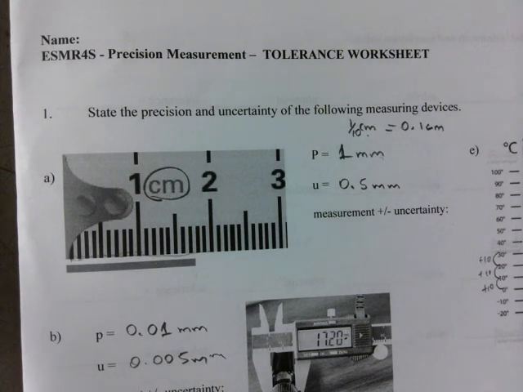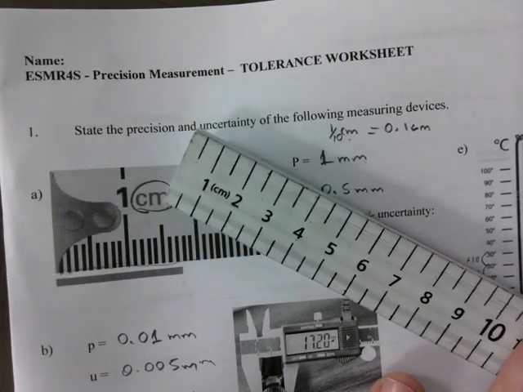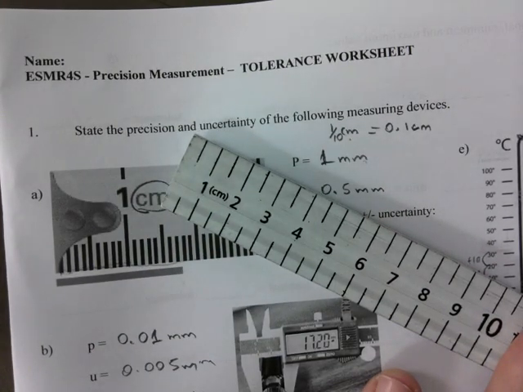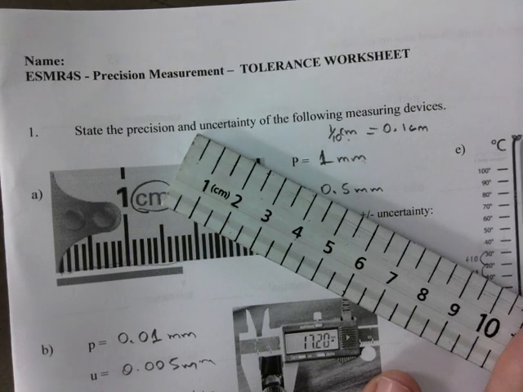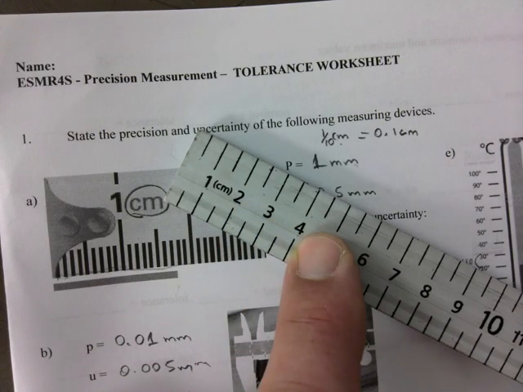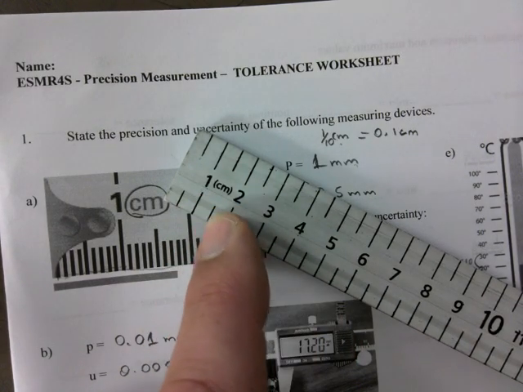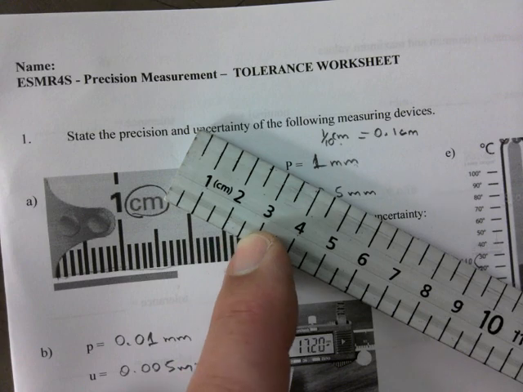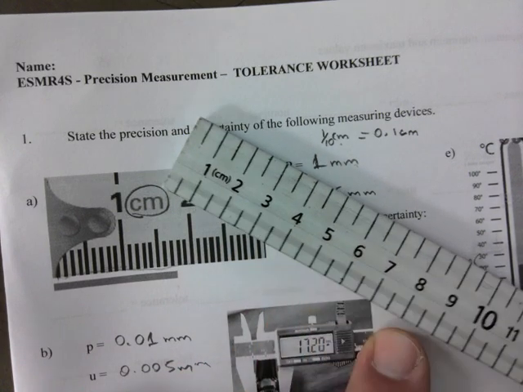This one, on the other hand, what's the precision of this? Yes, 0.5 centimeters, right? You see the centimeters are marked, but every centimeter is split in half, right? So you're going up by half a centimeter.